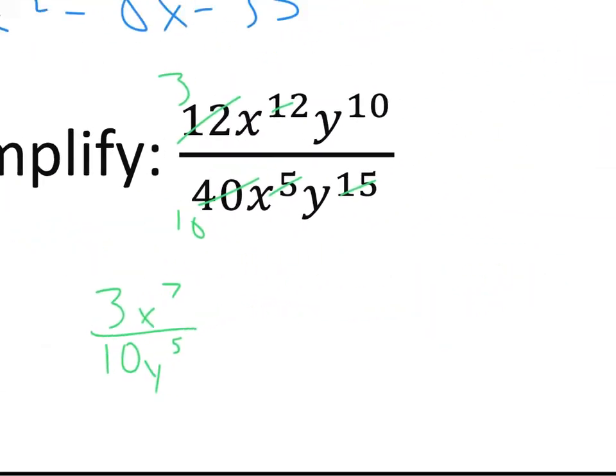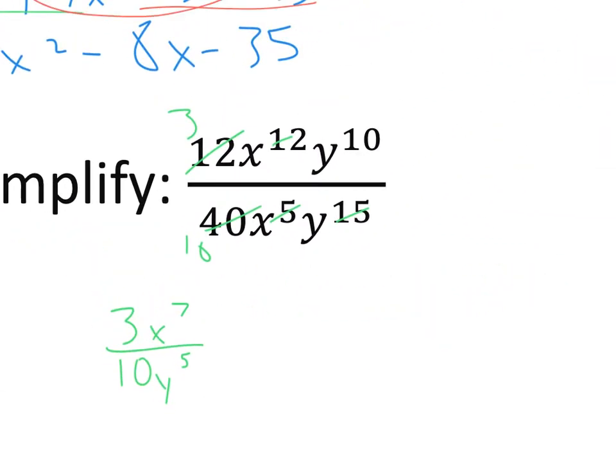Finally, over here, we're doing the quotient property. So 12 and 40, we can treat that as 12/40ths. We're going to simplify that by dividing top and bottom by 4. And when I do that, I get 3/10. Then I have x to the 12th on top, x to the 5th on bottom. I have more x's on top. When I cancel out x to the 5th on bottom, that leaves x to the 7th on top.